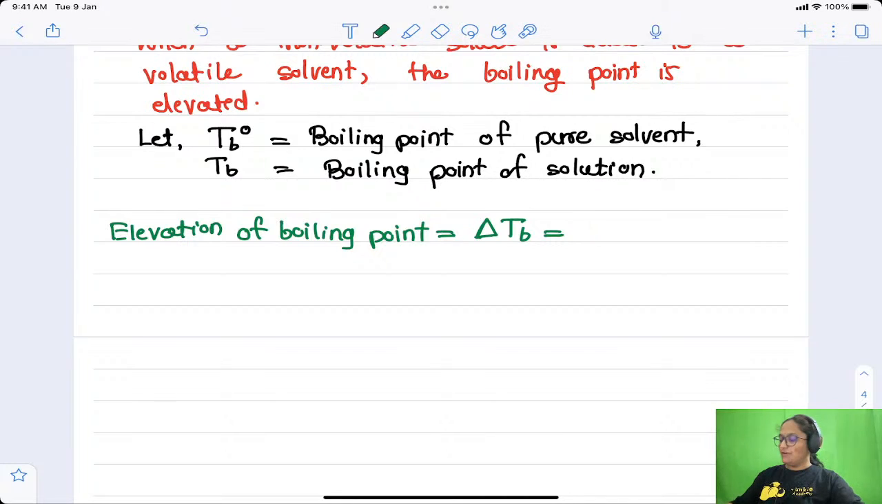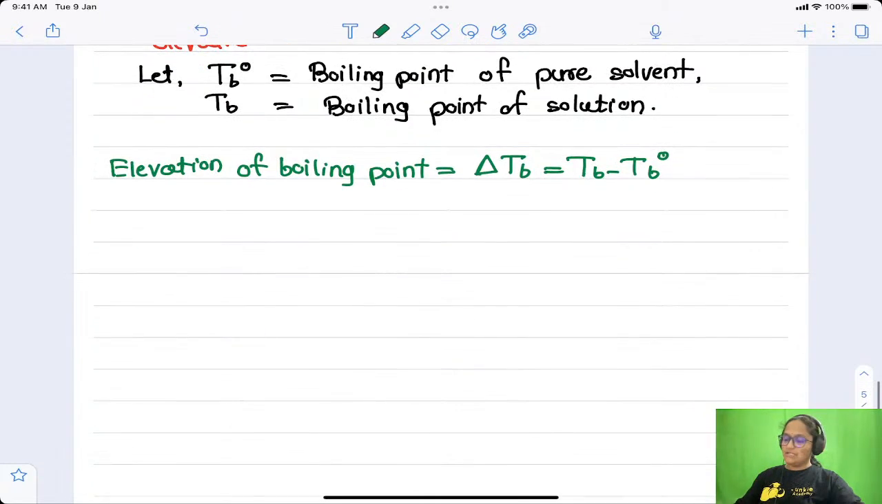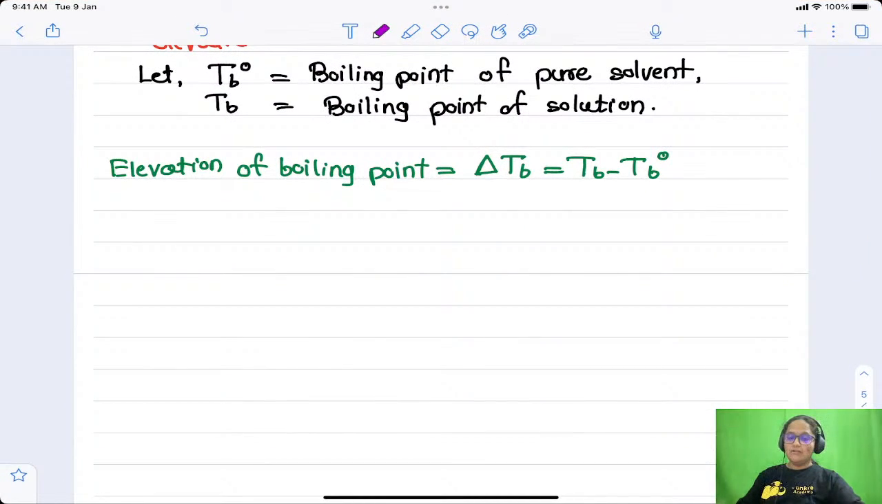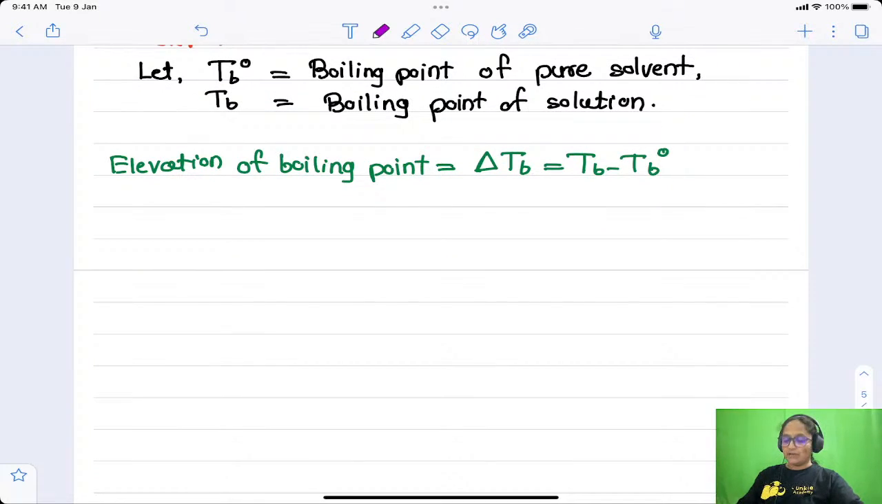So I'll write down TB first. It will be equal to TB minus TB naught, right? Okay, so this is the first equation. Now one more statement I am going to write down. As this is a colligative property, it depends on the number of particles, that is the concentration of the particles, and not on the nature.